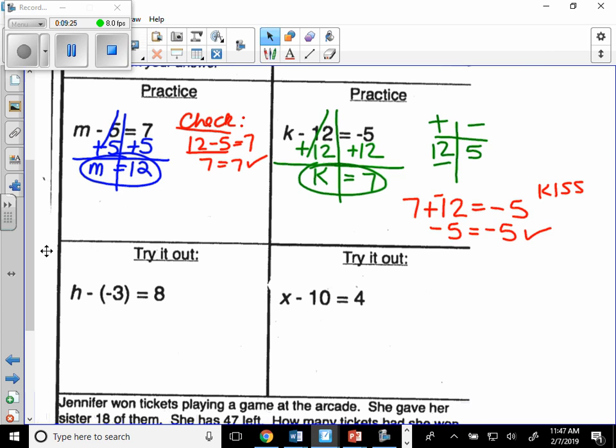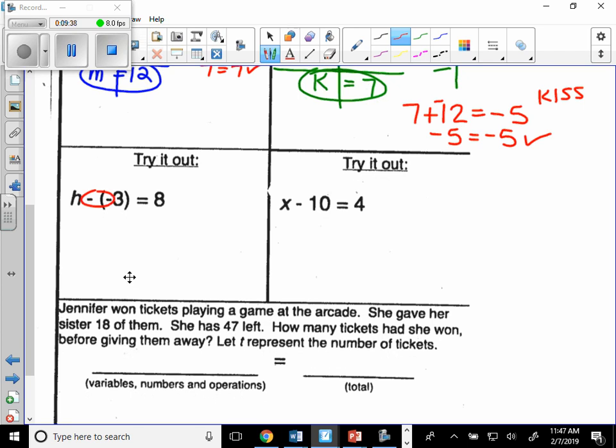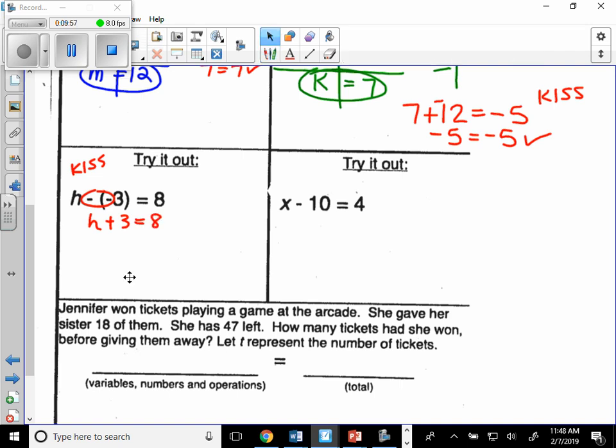All right, next problem. Now, these are tricky. If you remember anything about integers, we never have double negatives, do we? So before you even start this problem, you never want to have two negatives next to each other. You can keep it, switch, switch, or two negatives make a positive. So before you even do this problem, just do h plus 3 equals 8. Then solve the problem. Don't ever keep two negatives next to each other. That turns to a positive.